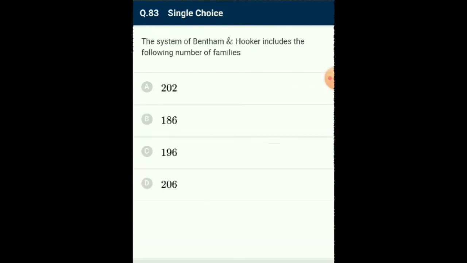Question number 83. The system of Bentham and Hooker includes the following number of families. Bentham and Hooker classification includes 202 families in their book Genera Plantarum, in which 165 families are of dicotyledons, 3 families are gymnosperms, and 34 families are monocotyledons. So the answer is option A, 202.